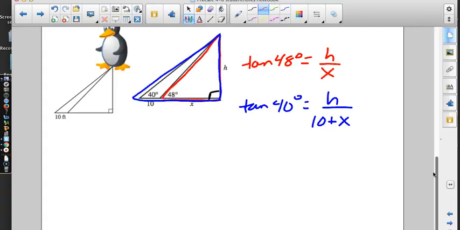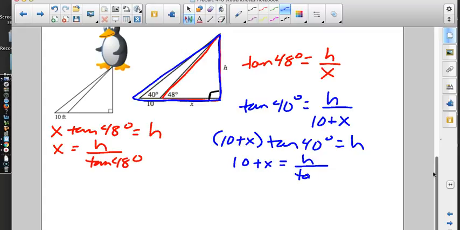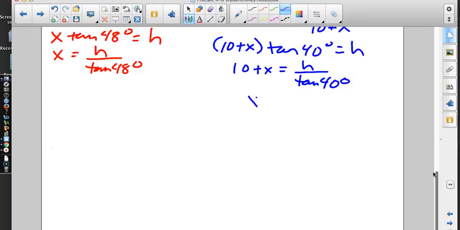So the red one up there, we have x tangent of 48 degrees equals h, and we would have to divide by the tangent of 48 degrees. So far so good. Now in the blue one, 10 plus x times the tangent of 40 degrees equals h. We divide by the tangent of 40 degrees, and we would subtract 10 from both sides.